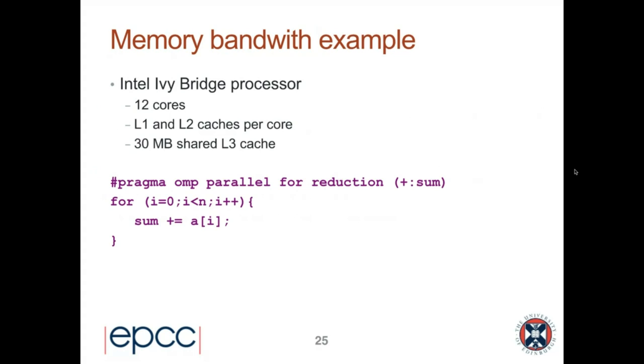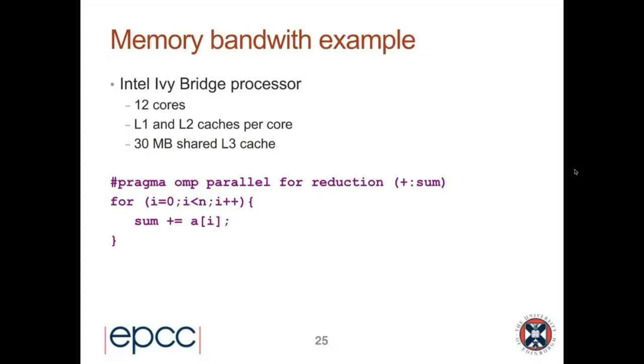So I just wanted to show you a little example to illustrate what's going on. This is an experiment that I did on one of the processors on Archer. That's an Intel Ivy Bridge processor, which has 12 cores. Every core has its own level one and level two caches, and then there's a 30 megabyte shared level three cache. And then there's 64 gigabytes of main memory, which is split across the two sockets. But I'm only considering one socket here, so I'm not looking at any NUMA effects. I'm just looking at scaling with memory bandwidth.